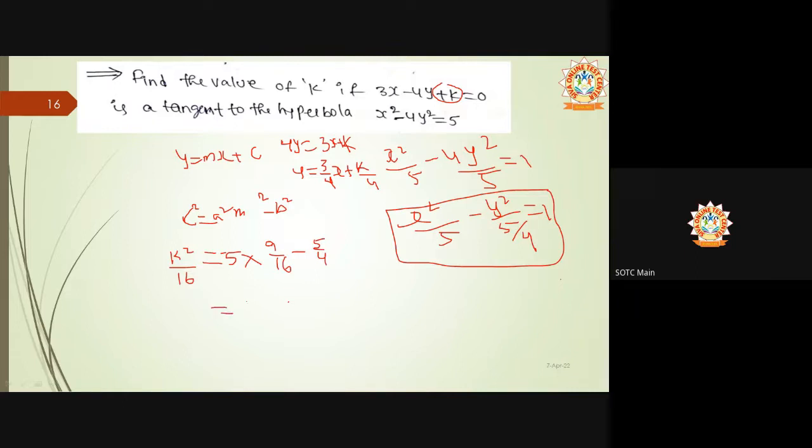So now it will come, LCM is 16. Here K square by 16. What will become? 45 minus 16 into 5, or sorry, 4 into 5, 20. So 16, 16 will get cancelled. K square is equal to 45 minus 20, will come what? That is 25. So K is what, ma? Plus or minus 5. Right? So this is the correct answer. Clear? Yes, sir.